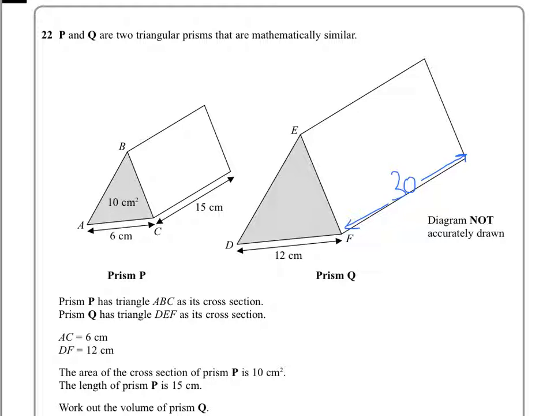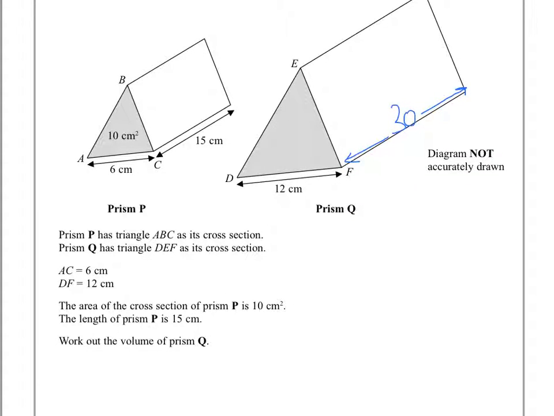Now the other thing about mathematically similar shapes, where their lengths are in the same proportion, is that the areas are in the proportions squared, and the volumes are in the proportions cubed. So what that means is, if we look at the information that we've been given, we're told that the area of the cross-section of prism P, this bit here, is 10 centimeters squared. They want us to work out the volume. In order to work out the volume, we need to get this area here and multiply it by this length here. So what I said earlier was the proportions will be squared for areas, cubed for volumes.